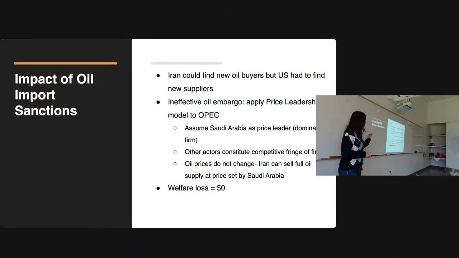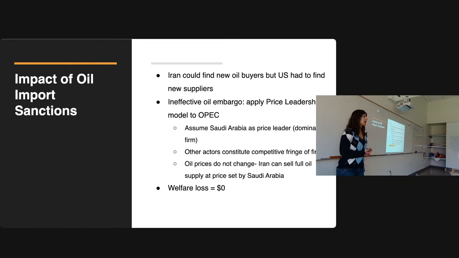So looking at the impact of oil import sanctions, in my opinion, is probably one of the most interesting things to look at here. A really key thing here is that, like we talked about before, oil is a fungible commodity. It's interchangeable. That means that Iran can find new oil buyers, but it's kind of more of a pain for the U.S. because they have to find new suppliers.